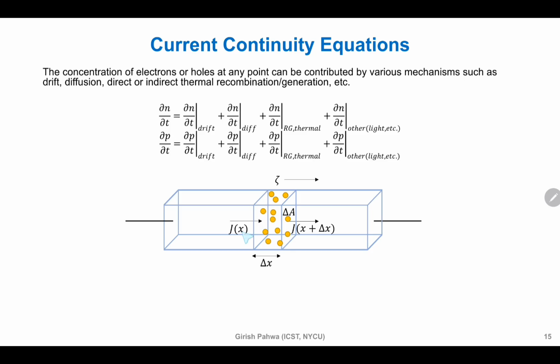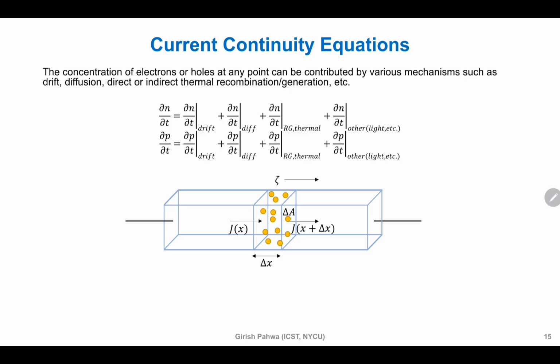Let the current at this end be Jx and let the current at this end be Jx plus delta x. It's a 1D problem, right? I can extend it to 3D, but just for simplicity. So the current density at this cross section is Jx, and the current density at this cross section is Jx plus delta x. In general, they can be unequal. There is no reason for them to be equal always.